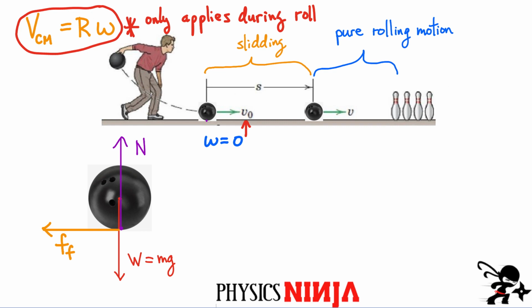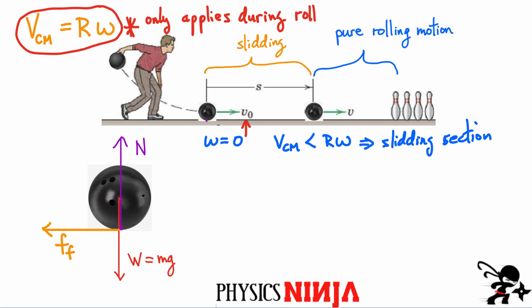So during the sliding section, this equation actually should look like this: the velocity of the center of mass is actually less than the radius times the angular velocity, right? And this is super important. So this is in the sliding area. Let's call it the sliding section.